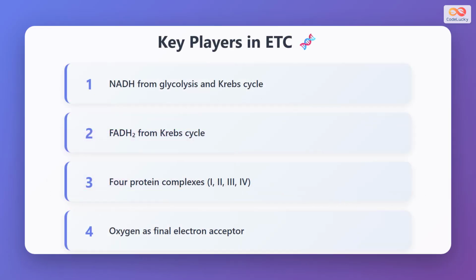Four essential components work together in the electron transport chain. First, NADH molecules arrive from glycolysis and the Krebs cycle, carrying high-energy electrons. Second, FADH₂ molecules also come from the Krebs cycle with electrons to donate. Third, four specialized protein complexes, numbered 1 through 4, are embedded in the inner mitochondrial membrane. These complexes act like a series of stepping stones for electrons. Finally, oxygen serves as the ultimate electron acceptor at the end of the chain. Each of these players has a critical role in maximizing ATP production.